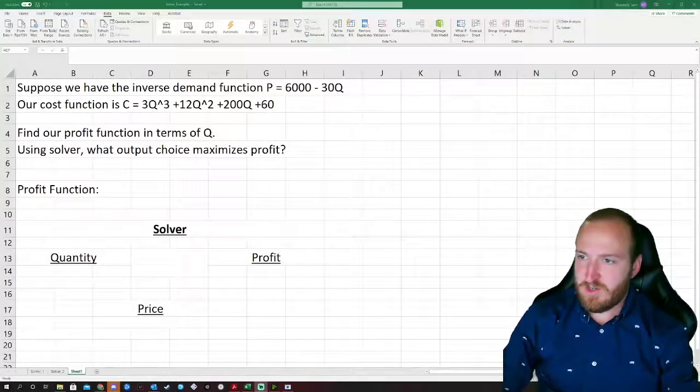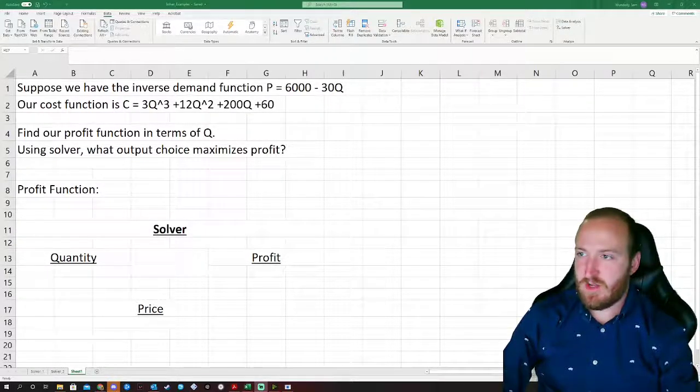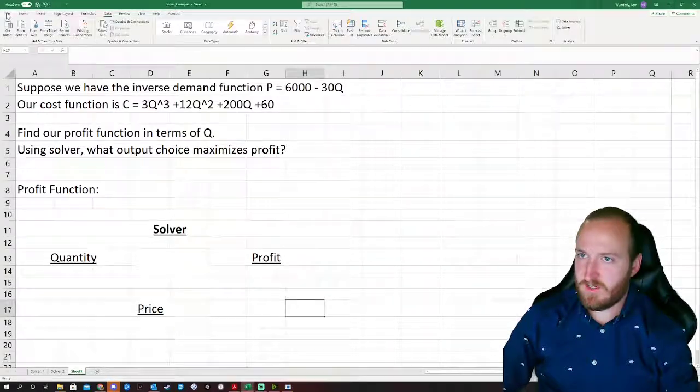Hello, class. I just wanted to go over how to install Solver if you haven't done so already in Excel, and then how you can use it to help you answer some of your homework questions. So homework 2, which I believe is going to end up being due on Thursday, has you using Solver. So I just want to quickly go through how to install it and how to use it.